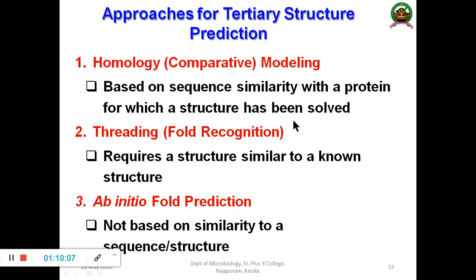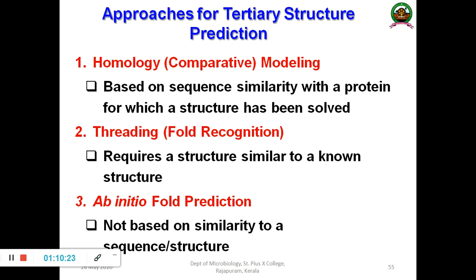So what are the major approaches for structure prediction? There are three important approaches for structure prediction. One is homology modeling. The next one is fold recognition or threading. The next one is ab initio modeling.